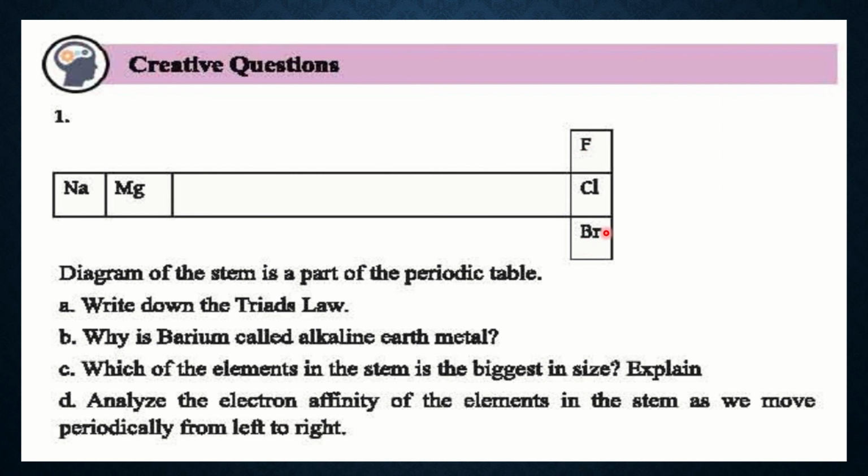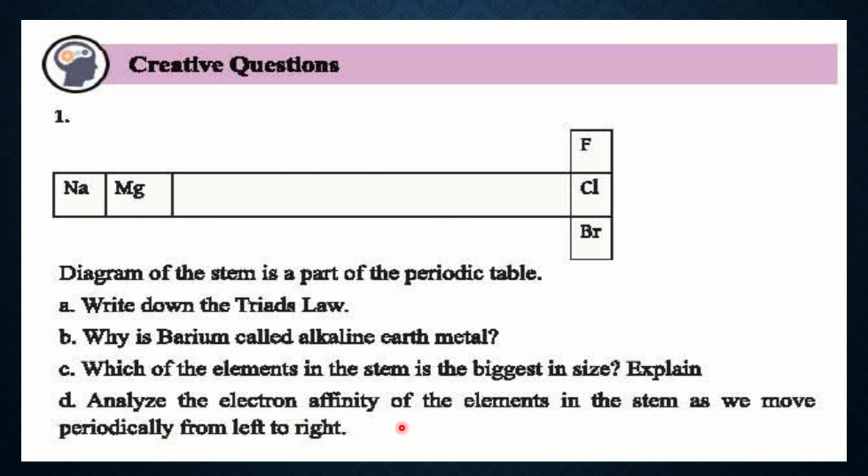Now bromine has a total of 4 shells, and sodium has a total of how many shells? It has a total of 3 shells. So the atomic size of bromine is more than the atomic size of sodium. So which one is the biggest element? Here bromine is the biggest element among all these elements.